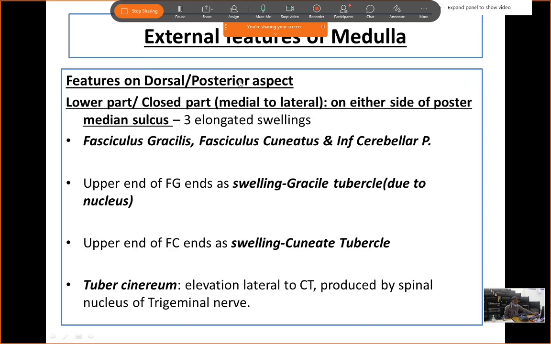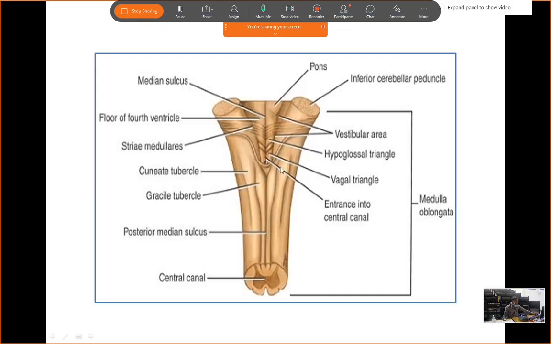Then the dorsal aspect. Come to the dorsal aspect of the medulla oblongata. So this dorsal aspect, the lower part, we call it the closed part, medial to lateral. What are the fissures we can see? On either side of the posteromedian sulcus. This is our lower part or closed part. So this is our posteromedian sulcus.